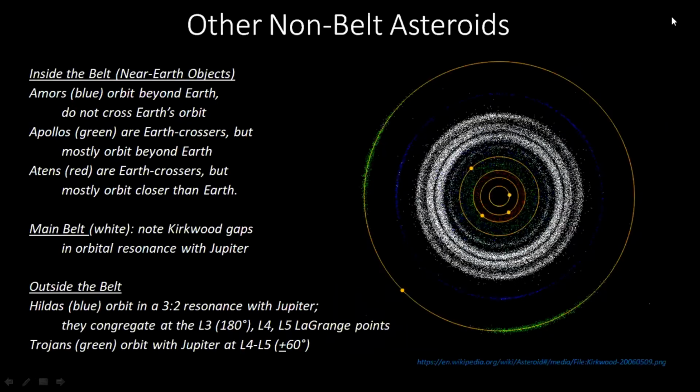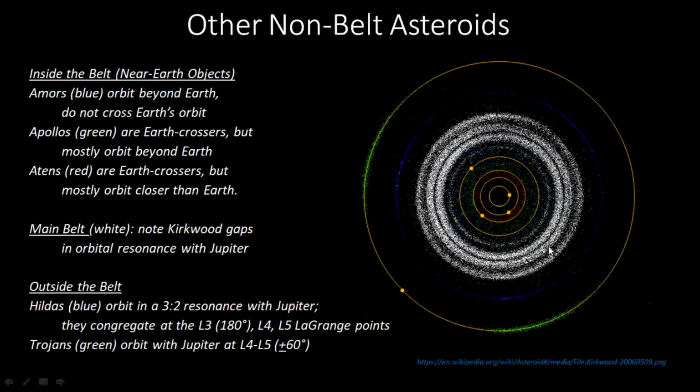There are a few other non-belt asteroids. Other ones outside the belt are primarily the Hildas, which are shown here in blue, inside the orbit of Jupiter. They go around the sun three times for every 2 trips Jupiter makes. And they're at Lagrange points with respect to Jupiter's orbit. They congregate at the 60-degree points ahead of and behind Jupiter, and also at the point directly across from Jupiter, which is also a stable point in Jupiter's orbit.